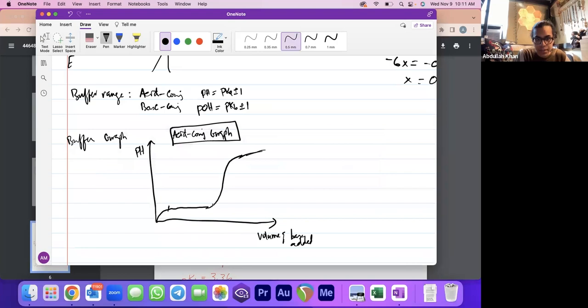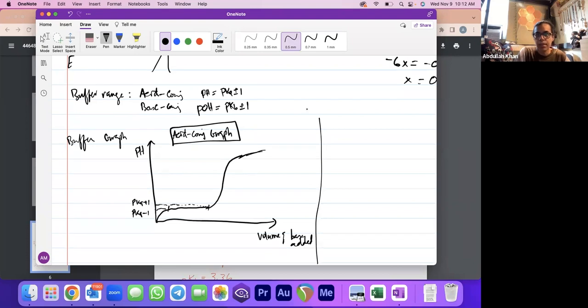This flat region is the buffer region. Let me make that not that flat because it needs to be a little, it's fine. So these pH values that you're looking at, this is pKa, pKa -1, and pKa +1. So this is the graph for an acid conjugate buffer to which you're adding a base.